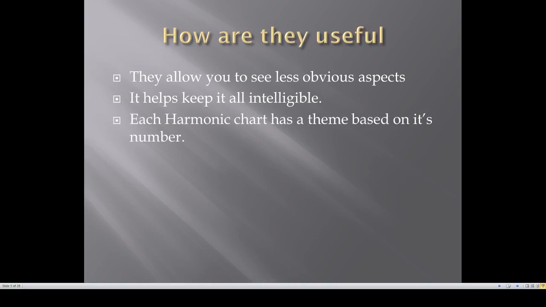Any given harmonic chart has a theme. If you know the meaning of that theme, you can derive the meaning of any aspect in that chart. These themes show various important facets of an individual and give a more complete view of the individual that would not be available using traditional aspects.